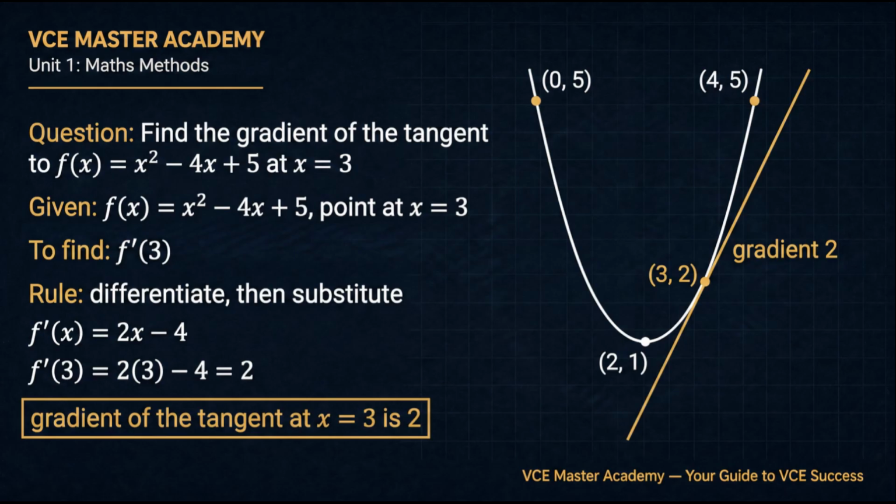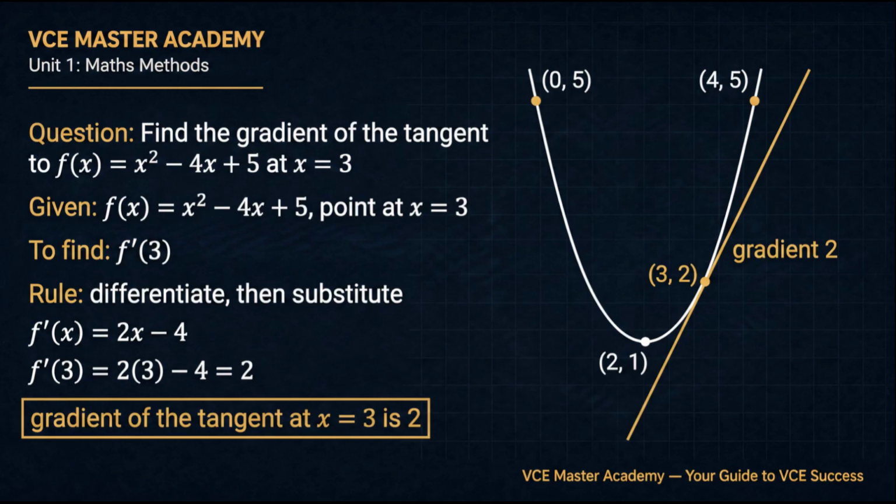Step 1. Build the machine. X squared gives 2x. Minus 4x gives minus 4. Plus 5 is a constant, gone. So f dash of x is 2x minus 4. That formula holds the gradient of every point on this parabola. Step 2. Feed in 3. 2 times 3 is 6, minus 4 is 2. The gradient of the tangent at x equals 3 is 2.